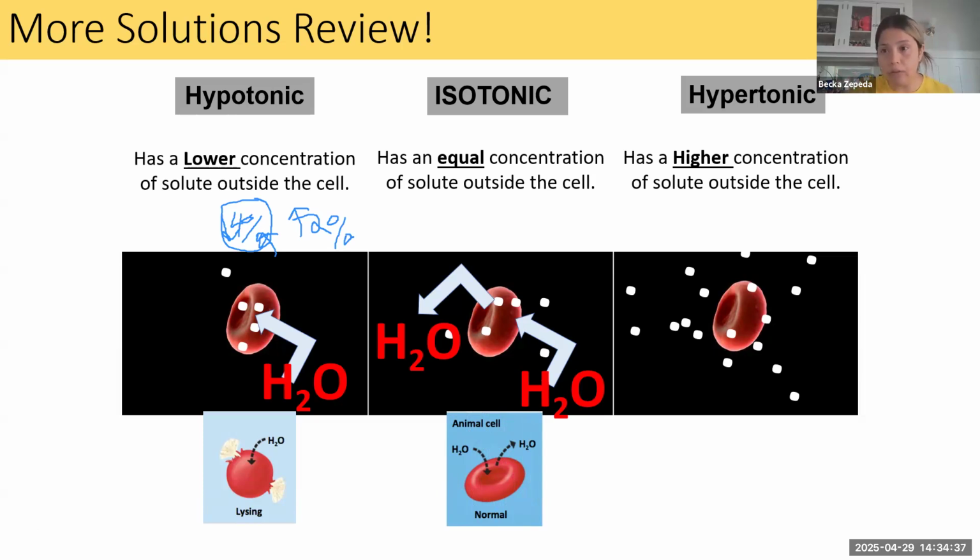In a hypertonic solution, where the concentration is greater on the outside of the cell than it is on the inside of the cell, we're going to have an opposite kind of situation happening here. So let's say inside the cell now it's 2%, and then outside the cell, it's greater at 4%.